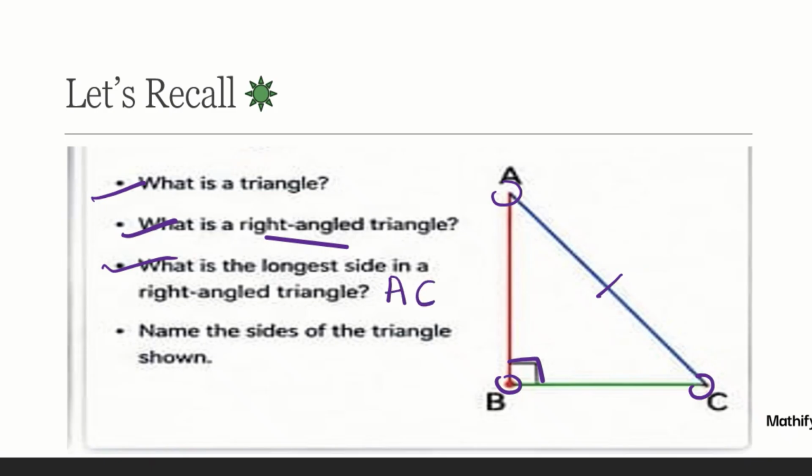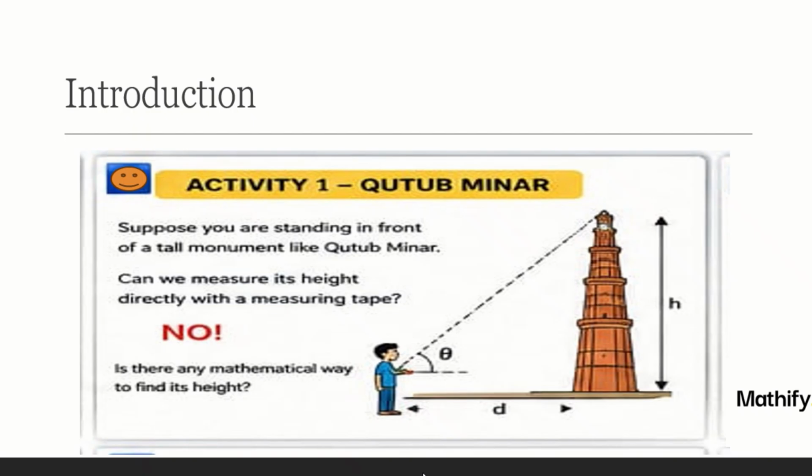Now name the sides of the triangle shown. How many sides are there? 3 sides are there. What are the sides? Side AB, side BC and side AC. Okay? So let's continue with the introduction.